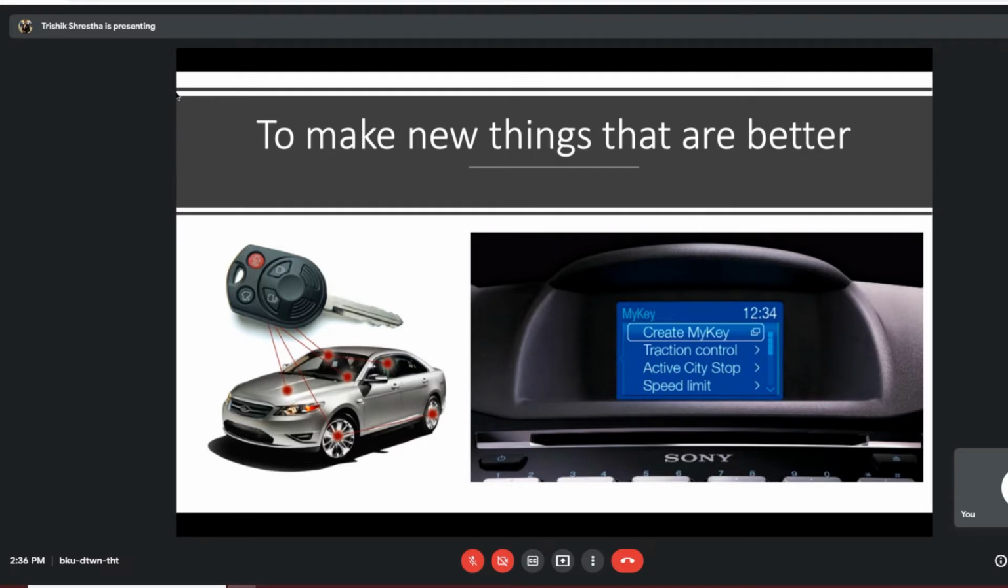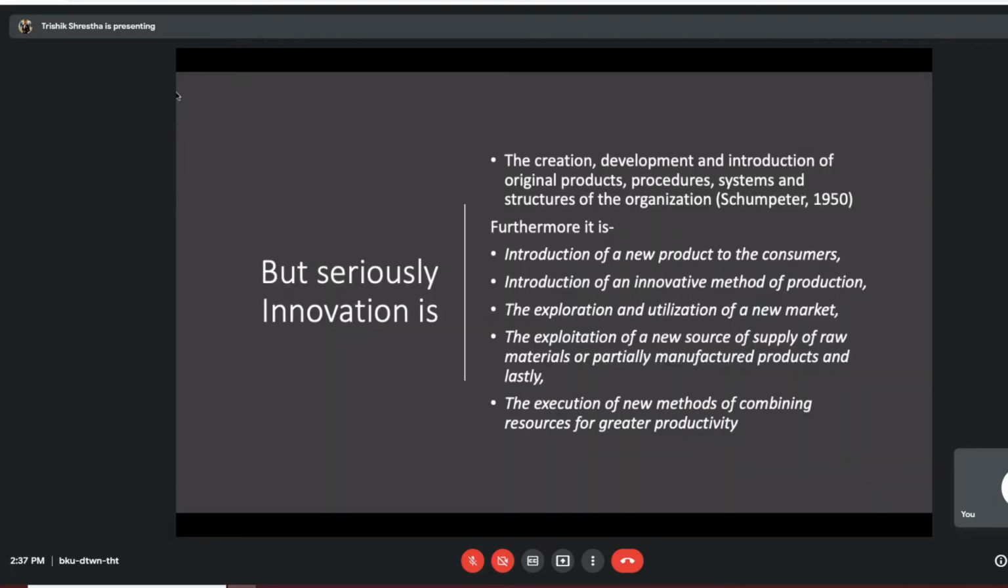Making new things that are better. We all have keys, but we all now want this Ford MyKey. We all wish that we had it. Everyone has a key, but not like this. So those are three things regarding innovation. That's the simplest definition: to make new things, to make things better, and to make new things that are better.